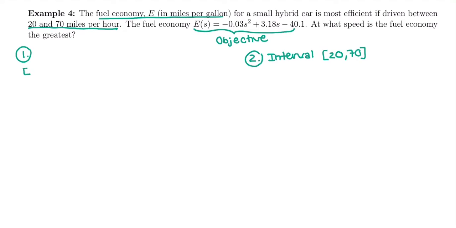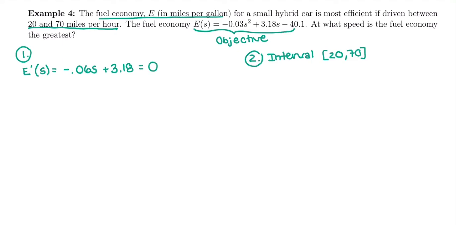So we're going to take the derivative of our objective function. So we're going to take E prime of S, bring down our power. We're going to have negative 0.03 times 2 is going to give us negative 0.06 S to the first. Derivative of 3.18 S is just going to be 3.18. And the derivative of negative 40.1 is 0. So there's our derivative.